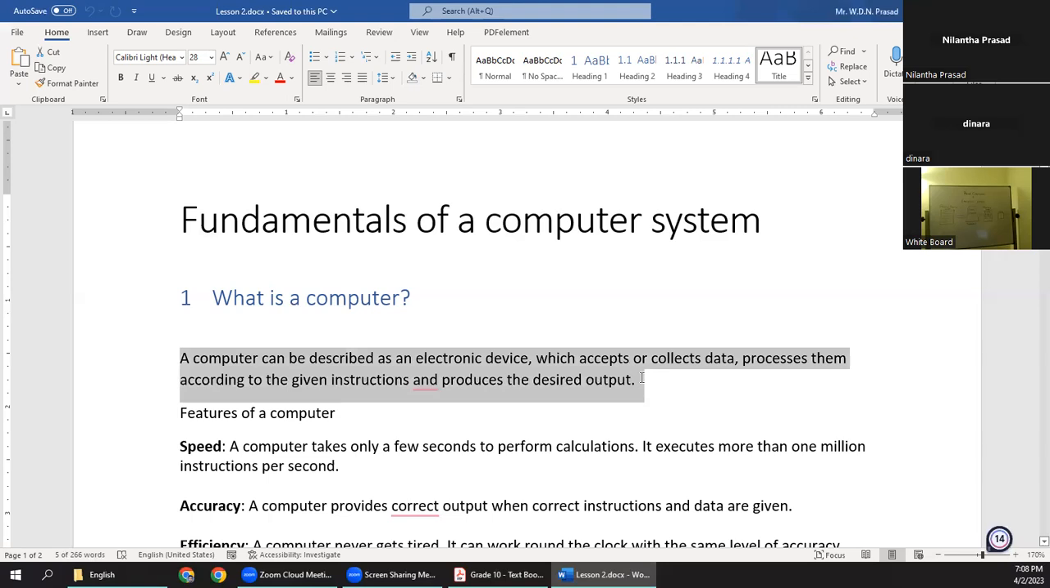computer can be described as an electronic device which accepts or collects data, processes them according to the given instructions, and produces the desired output. That is what a computer does. And we are going to draw it using, first you write this down and tell me. So I will just incorporate this with the diagram.